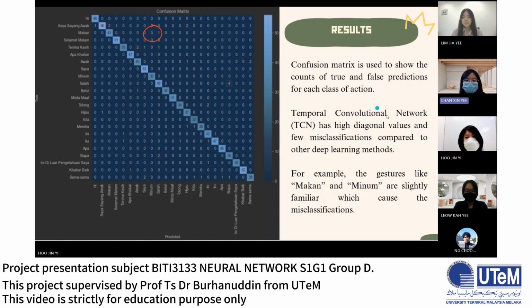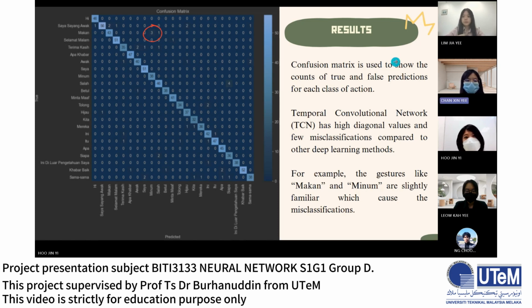For our project, we are using the confusion matrix. This is because the confusion matrix can show the counts of true and false predictions for each class of gesture. And this is the TCN confusion matrix. You can see that the diagonal values for TCN are higher, and there are few misclassifications compared to other deep learning methods. For example, the gestures like Makan and Minum are slightly similar, which causes the misclassifications.